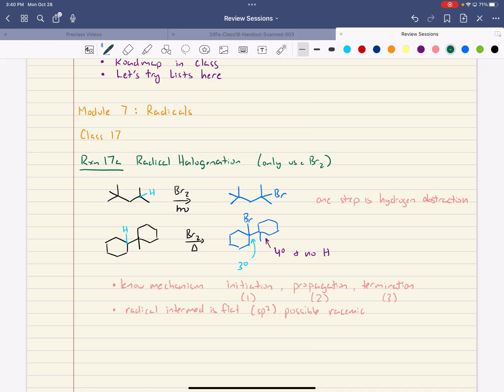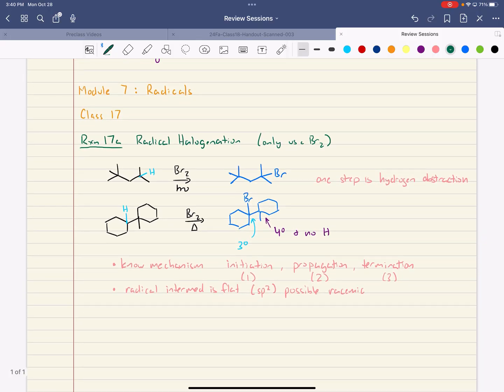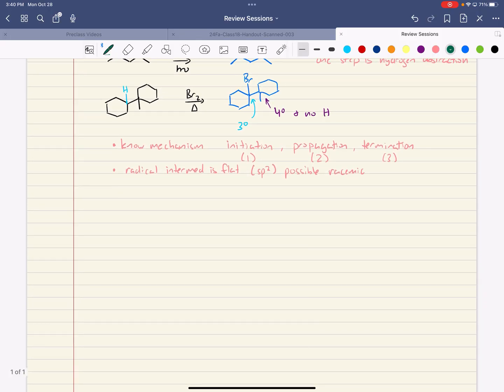This is what you should be doing at home. Once you're done with 17A and you're pretty confident, you can move on to 17B. Let's look at 17B. Reaction 17B. That is allylic halogenation. Don't forget, this was the handout where I made it so it's simpler.